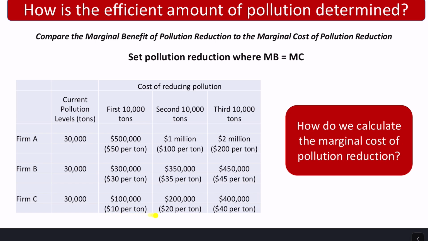But notice that we have increasing marginal costs within a firm. 10, 20, 40. Firm B, 30, 35, 45, increasing marginal costs of reducing pollution. And then for firm A, 50, 100, and 200 to reduce that pollution. The idea of increasing marginal costs within a firm is that you're going to start with the easy, cheap stuff first, then you go to the medium, costly things. Then that final stuff is going to be the hardest, the ones you want to leave till last, and those are going to be the most expensive. So we're going to take this table and construct a marginal cost of pollution reduction curve to use in this calculation up here.